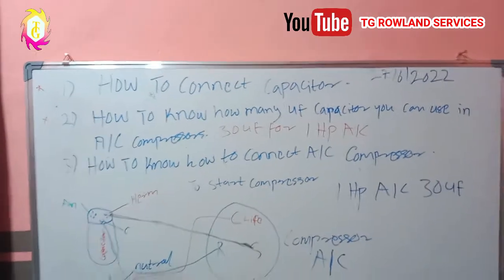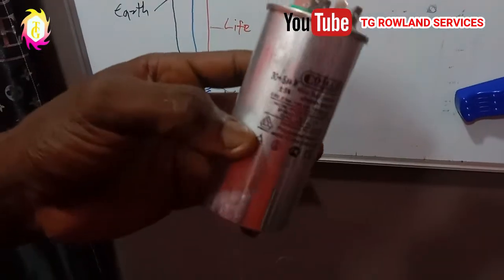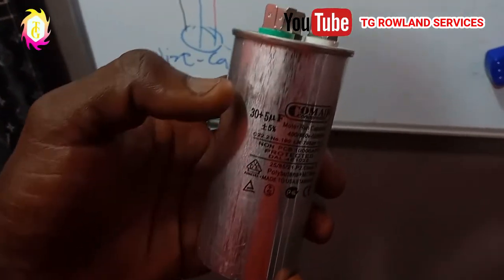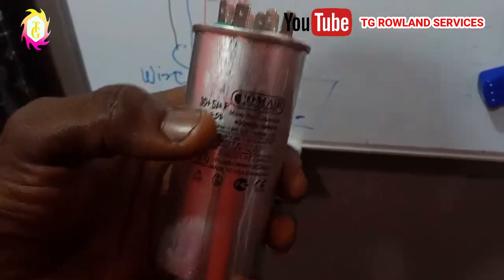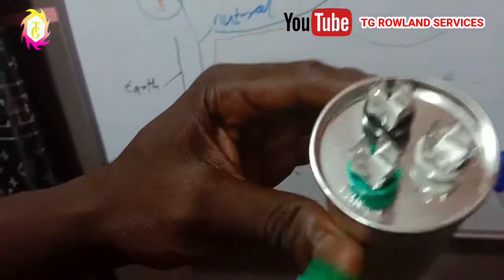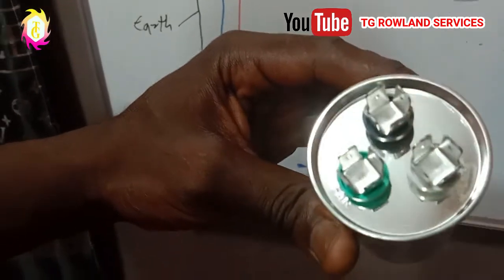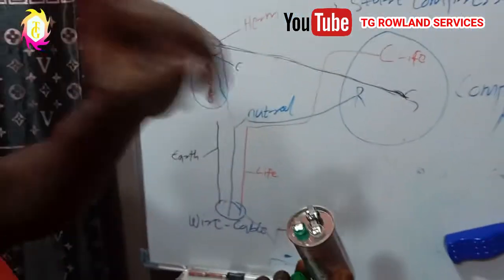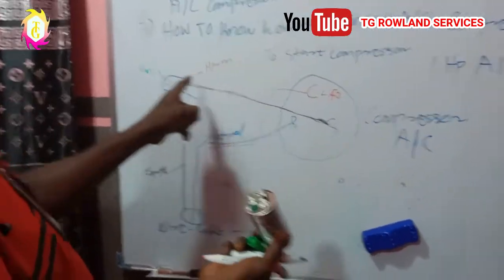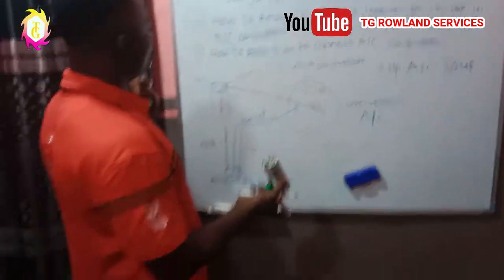All right, this is where we are. This is the same capacitor that we saw last time, 30 plus 5 UF, 30 UF. Now, this is the capacitor once more. When you watch, it has 4 clips, 1, 2, 3, 4, which is this one they wrote here. The only thing you have to connect here is only one wire, which is starting, which is here. The starting is on its own.